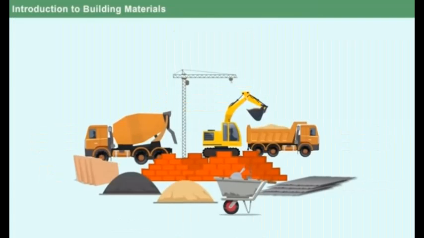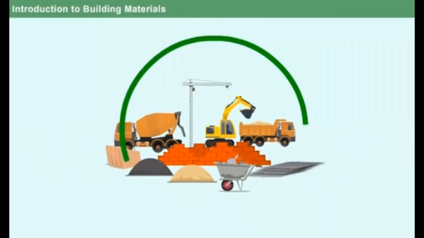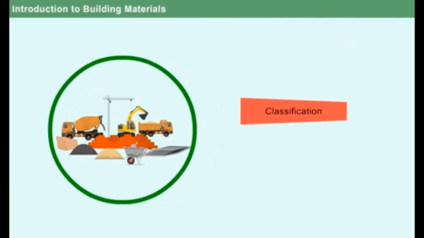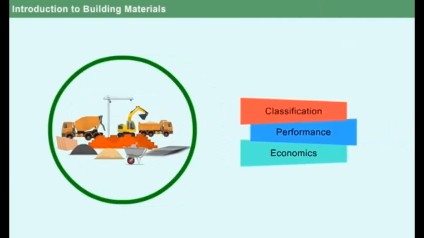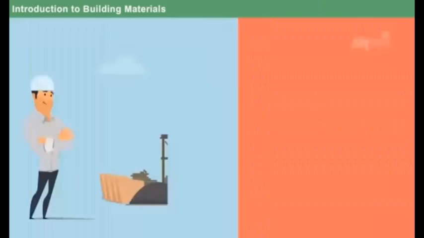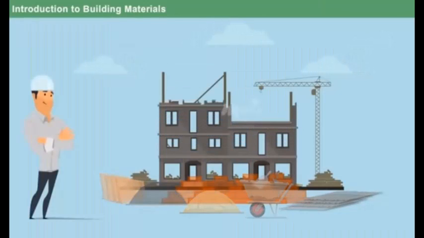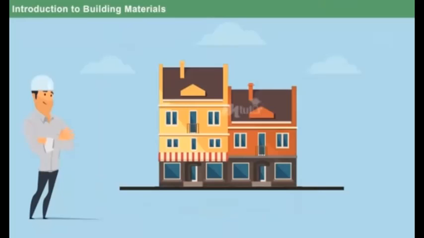Selecting the right construction materials is one of the toughest tasks of a construction engineer. Hence, he or she has to know the classification, performance and economics of the building materials. Only by being aware of this, an engineer can use the construction materials in a sustainable manner.